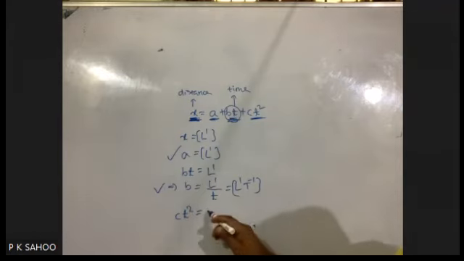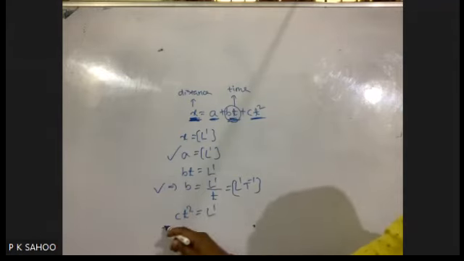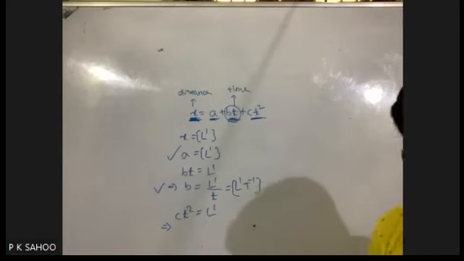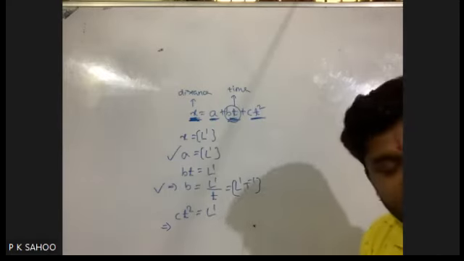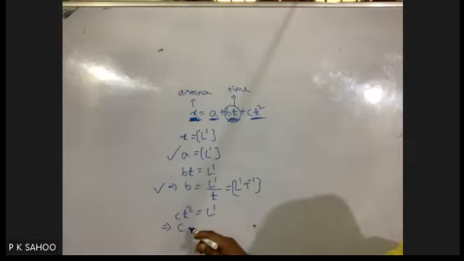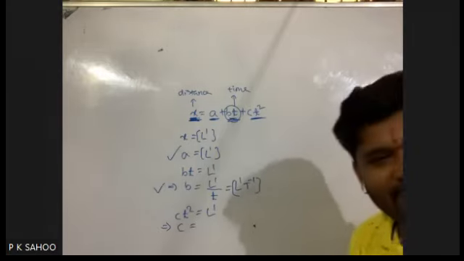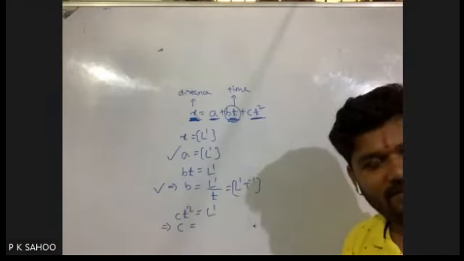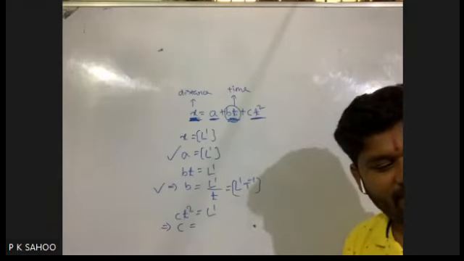Sir, L1 T minus 2. CT square is L1. CT square dimension is what? L1. I am telling, CT square dimension is L1. Understood my point? C into T square is L1.